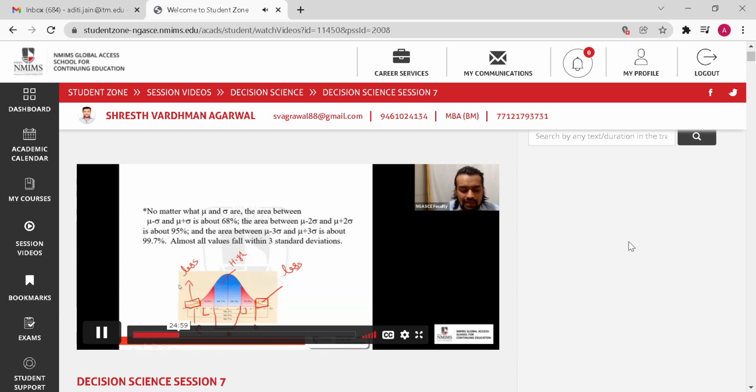So the scientists who developed this normal concept said that whenever you plot the data on a piece of graph paper, and you find that this is the average value, and this area is average minus one standard deviation and average plus one standard deviation. This is average plus one standard deviation. This is average minus one standard deviation.